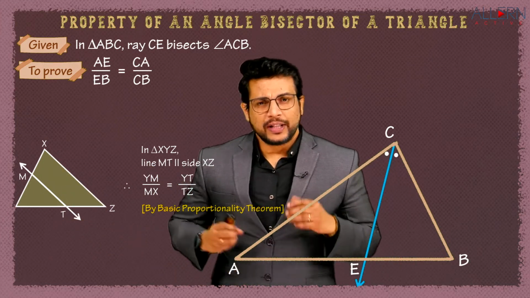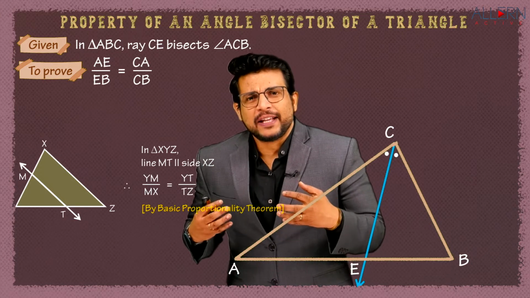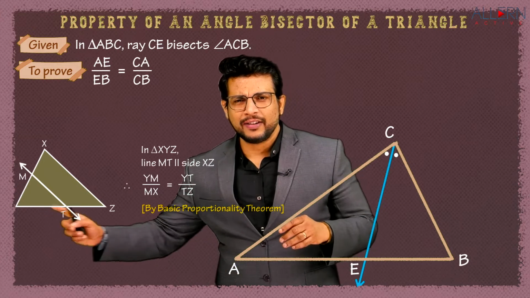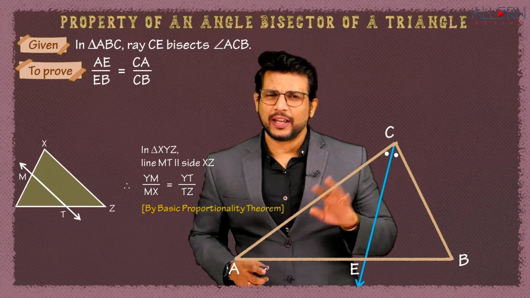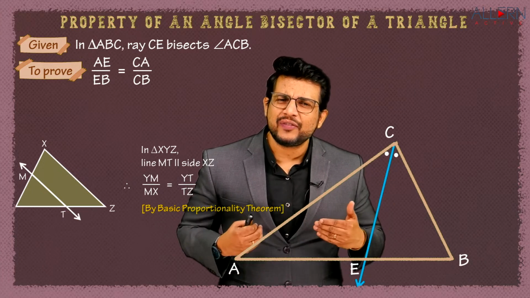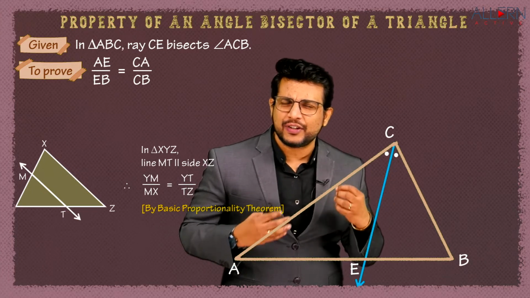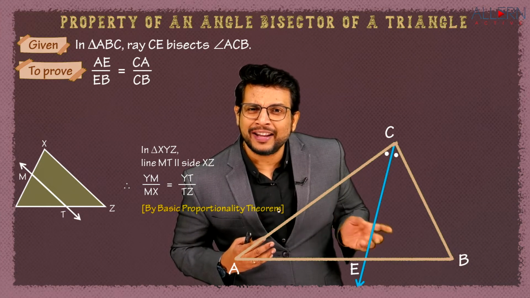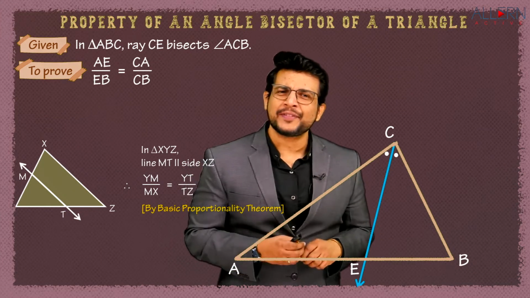Okay. So that means in order to apply the basic proportionality theorem, we require a line which is dividing a side into two parts. Observe here, in this figure right now, do we have any line which is intersecting any side and dividing that into two parts so that we get the ratio of those two parts? Do we have such a line?